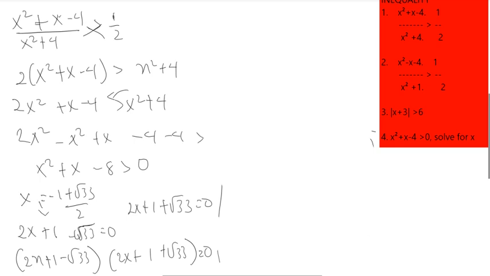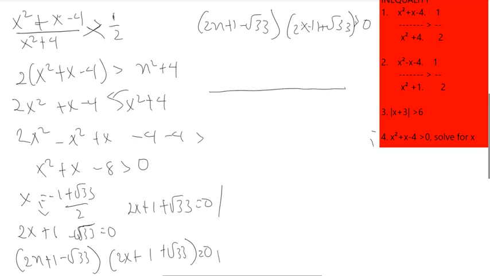Alright, so here we are. It looks as if we factorize it now. So we have 2x plus 1 minus root 33, then multiply by 2x plus 1 plus root 33. We're going to use this sign that is here. This sign is greater than 0, right? So now it's as if we factorize it.